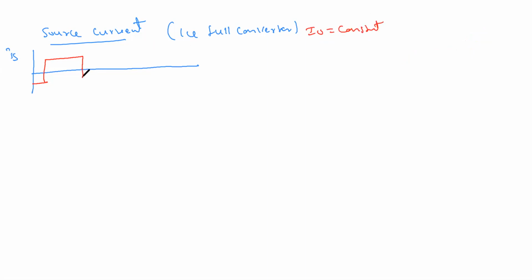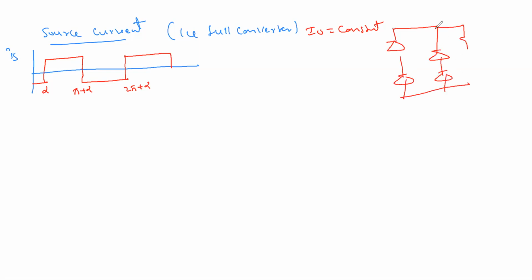So what will happen here? Do you understand the context of this one, guys? This is alpha. Do you understand this? Pi plus alpha, 2 pi plus alpha. This is how the source current is, and this is what I am drawing. So this is I naught. I naught is always constant.